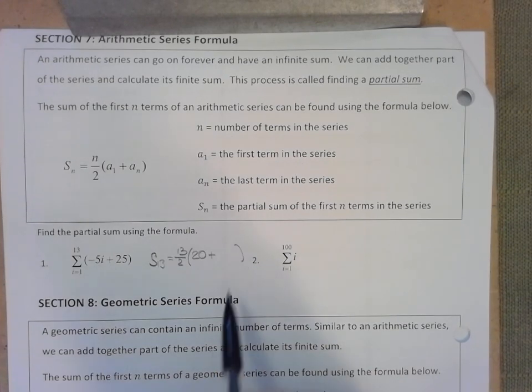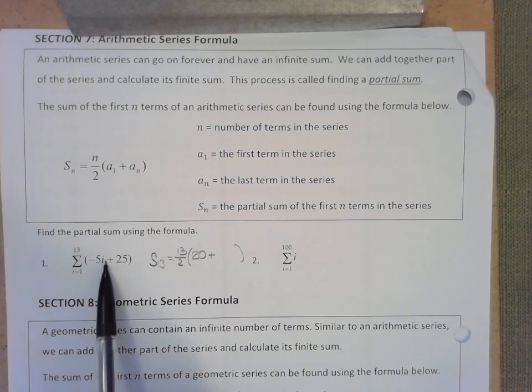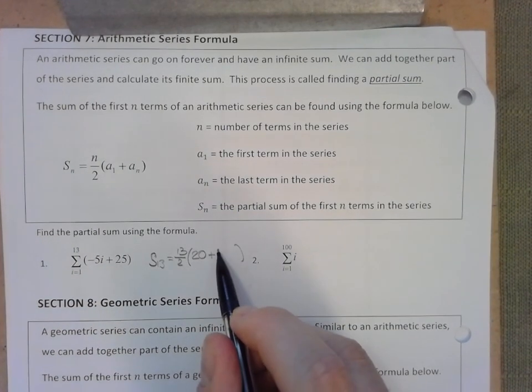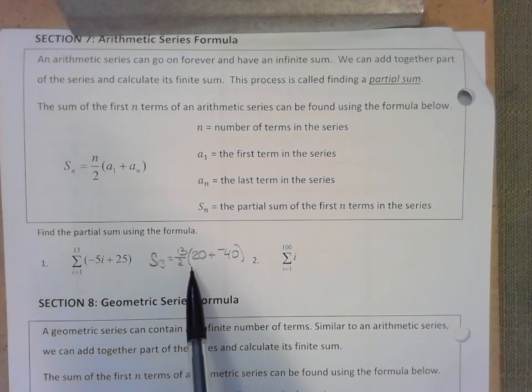Then we're going to add to it the very last term in the series. Now the last term index is 13. Plugging in 13 here gives me -5 times 13 is -65, plus 25 more gives me -40. So let's go to the formula. Let's see how we're going to do this.